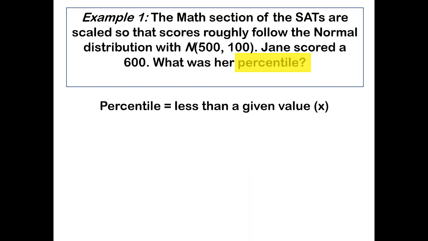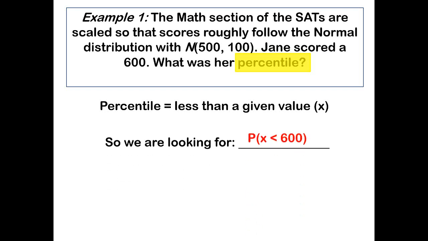Well, what is a percentile? So a percentile is equal to the probability or the percentage that are less than a given value. So we're looking for this. Now this is our first introduction to a probability statement. A probability statement lets the reader know that you're looking for a probability. So this P here represents the probability. We're looking for the probability that a value, in this case an SAT math score, is less than 600.